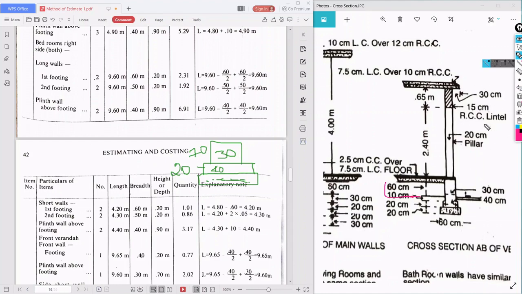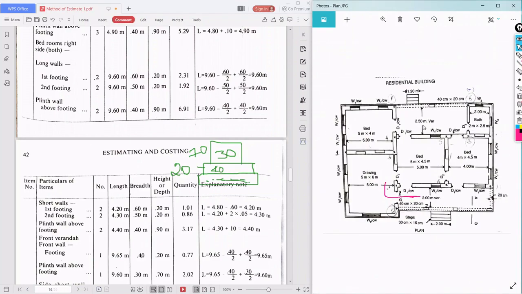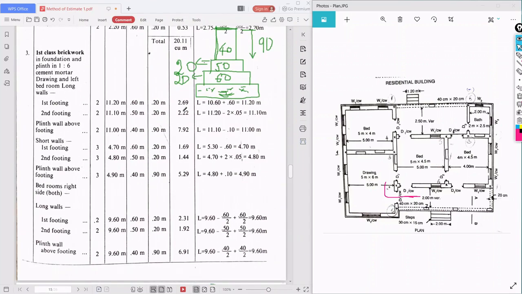Now we don't want this section because we have drawn the sectional properties. So first class brickwork. Drawing and bedroom on the left-hand side, we will write the long walls first. We will take all the long walls. So first footing, consider only this, the same way as we did in the starting. How many long walls are there? Two long walls are there.